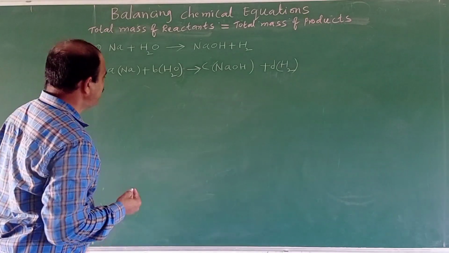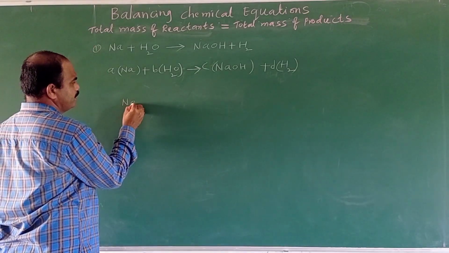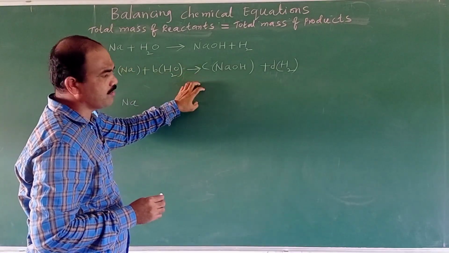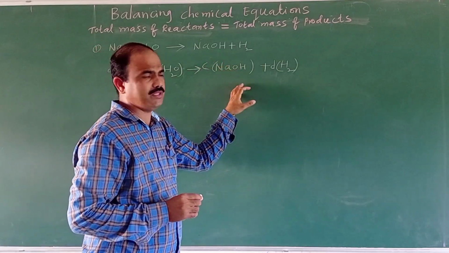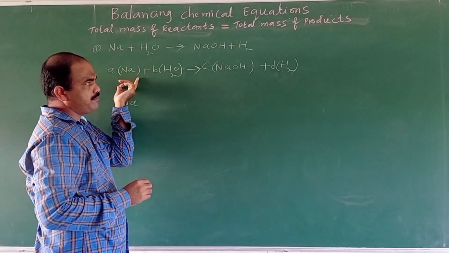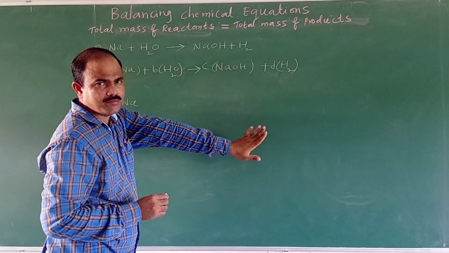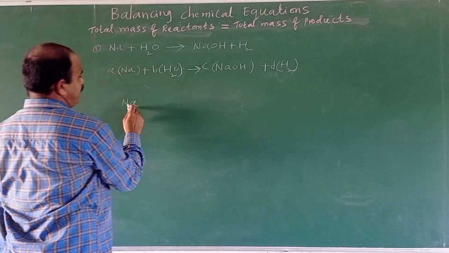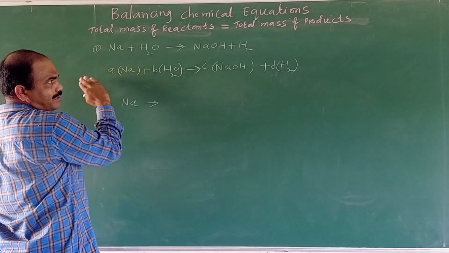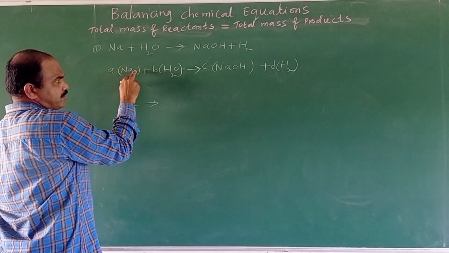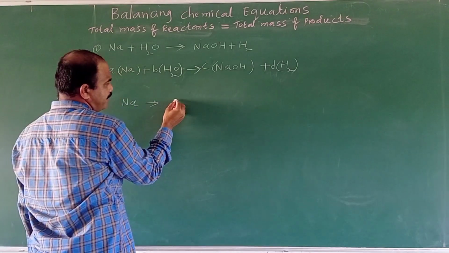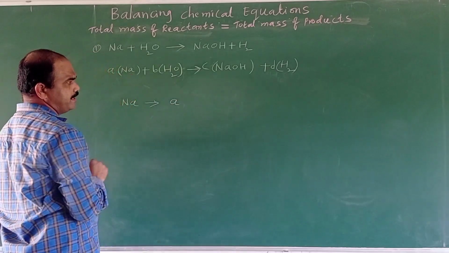Now first of all I am taking the sodium element. In the sodium element, how many atoms in the reactants will be there? That must be equal to how many sodium atoms in the products. In the case of sodium, how many sodium atoms are there on the left-hand side, the reactant side? This is a 1. One sodium atom is there, but it is multiplied with A, so 1 into A, and A number of sodium atoms participate in the reaction.